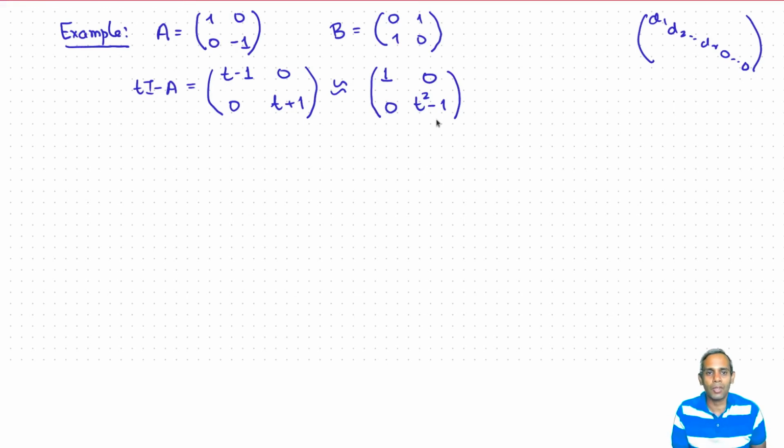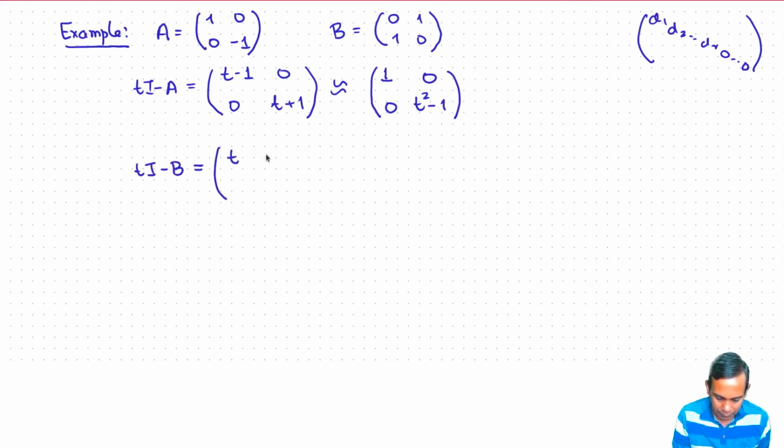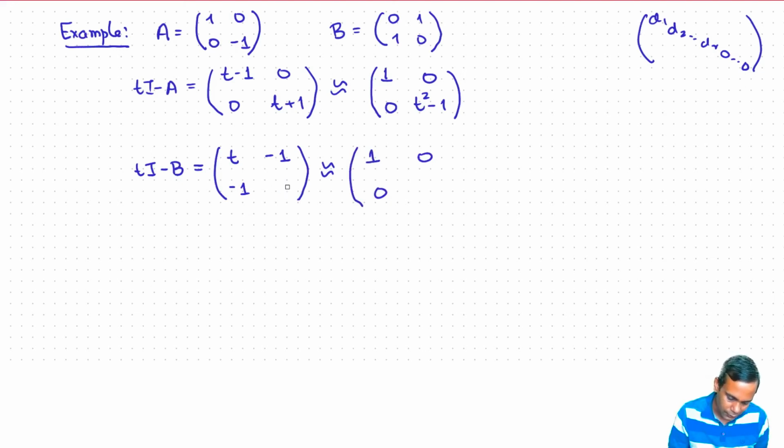Let's work out the Smith form of tI minus B. So here we have t, minus 1, minus 1, t. Once again, the GCD of all the entries is 1 and the determinant is again t squared minus 1. So indeed, tI minus A is equivalent to tI minus B, hence the conclusion is that A is similar to B.